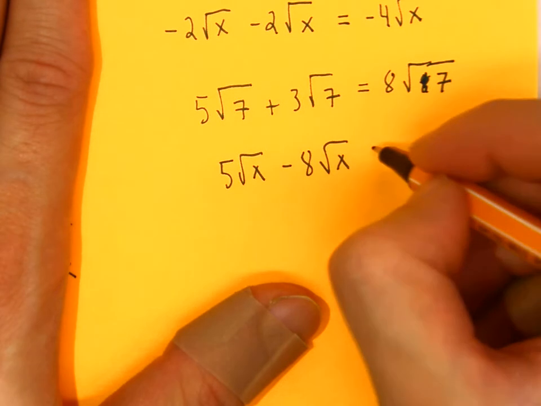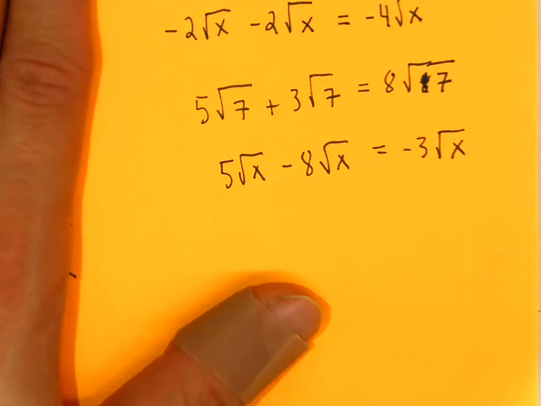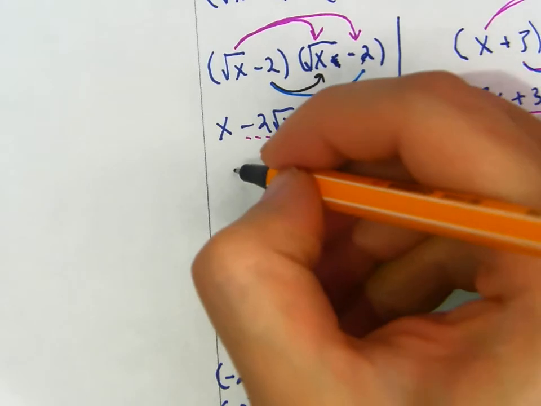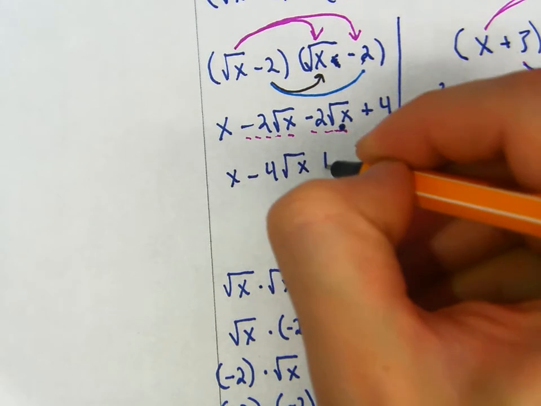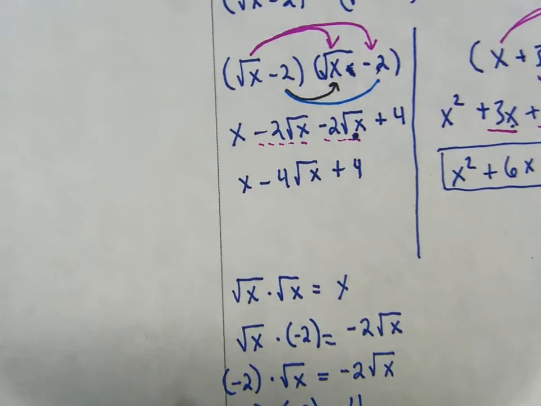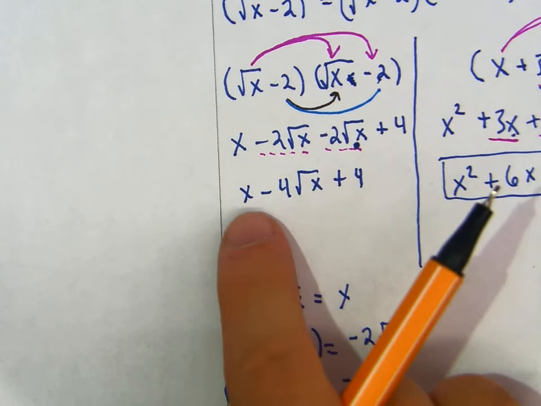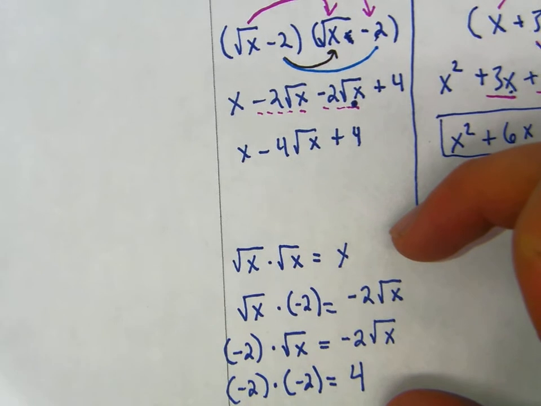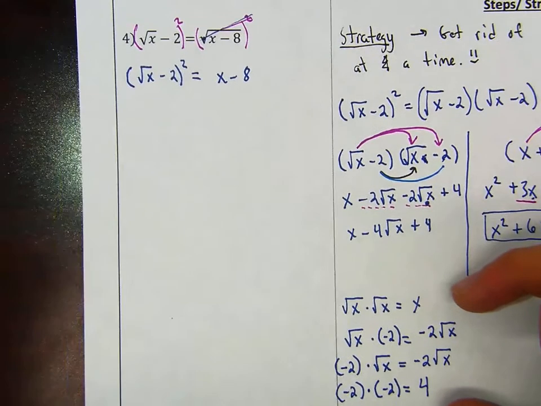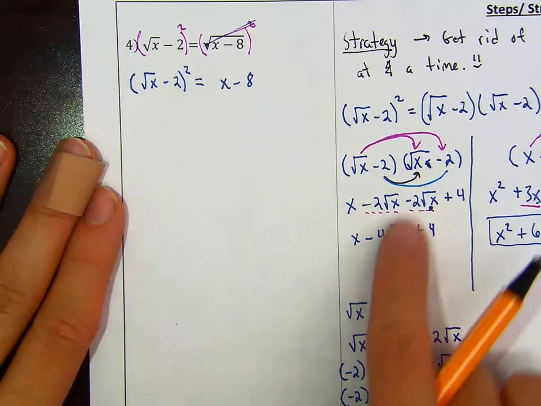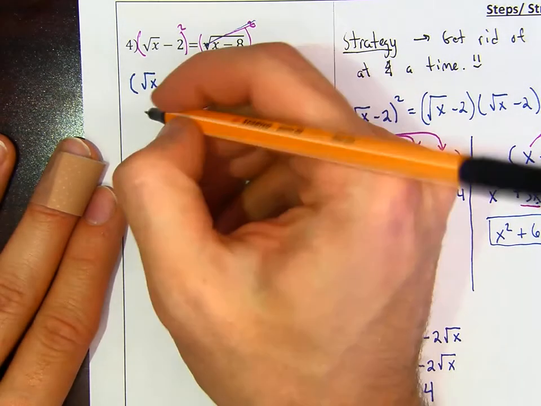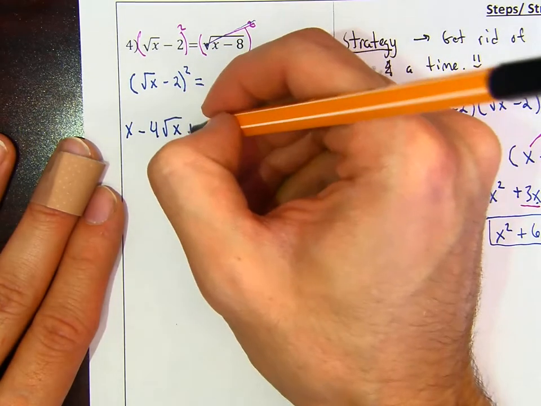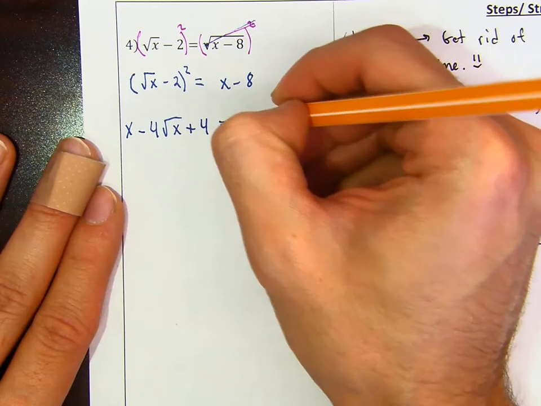Just 5 minus 8, negative 3 square root x. Right? Okay. Now here, this should be x minus 4 radical x plus 4. Great. So notice that we just accomplished multiplying this, and hopefully this explanation was nice and easy for you. But now we gotta go back to the problem, right? Like, we just did this part, right? We did all the work just for this. Now I have x minus 4 radical x plus 4 equals x minus 8.